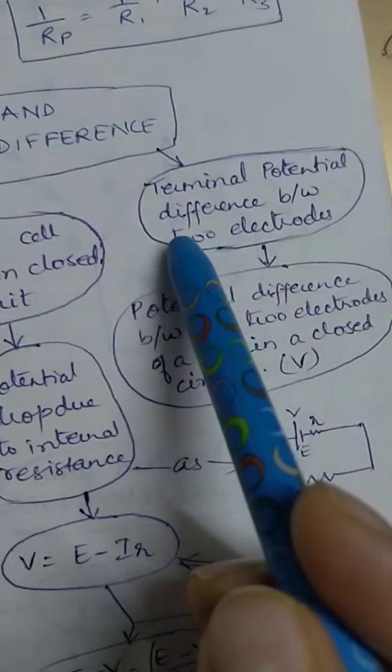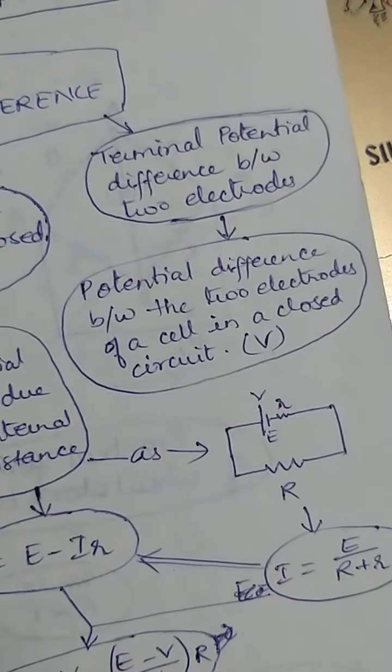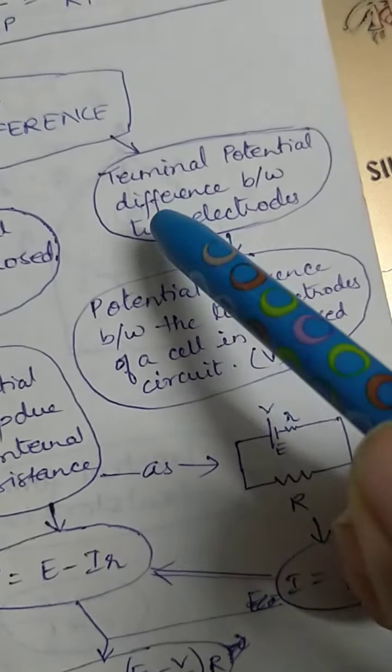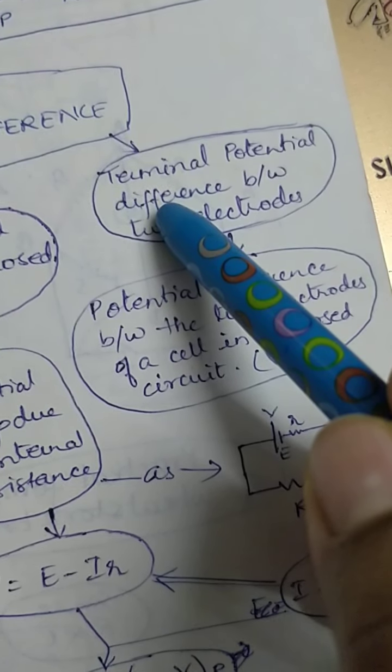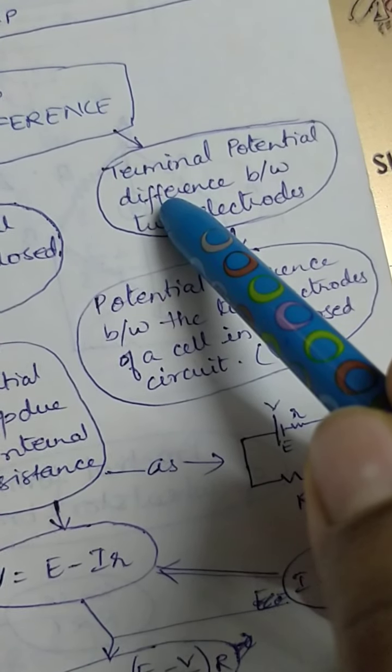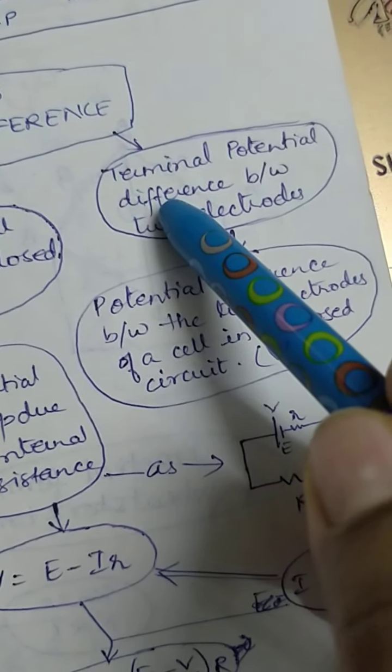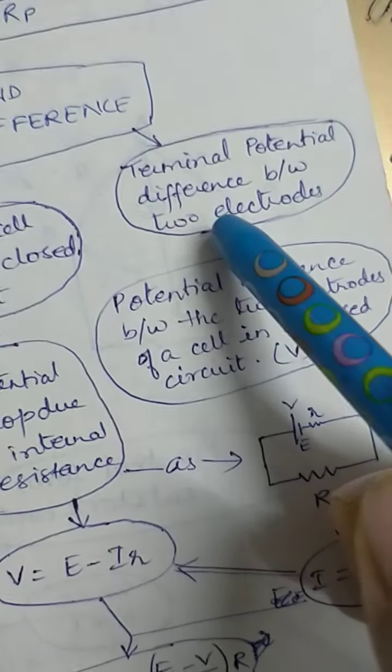Now, terminal potential difference between two electrodes. There is a term EMF, which I told you before: EMF is the total amount of work done in carrying 1 coulomb charge when the circuit is open, that means there is no current flowing through it. But suppose you close the circuit, what will happen? I'll show you.